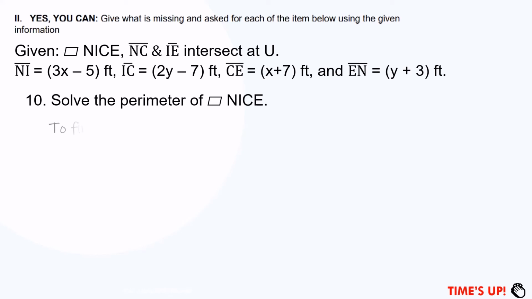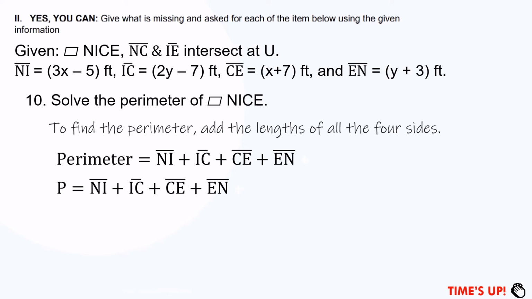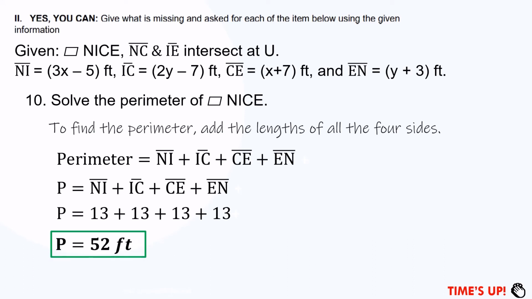Okay, so to find the perimeter, add the lengths of all the 4 sides. So perimeter is equal to side NI plus side IC plus side CE plus side EN. So we have P for perimeter, and we have 13 feet for each side. Therefore, the perimeter of parallelogram NICE is 52 feet.